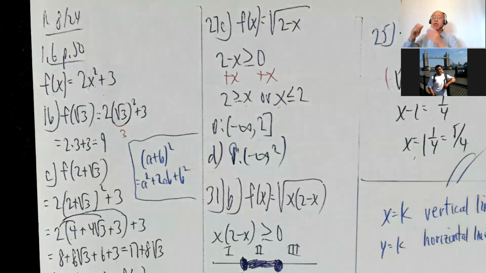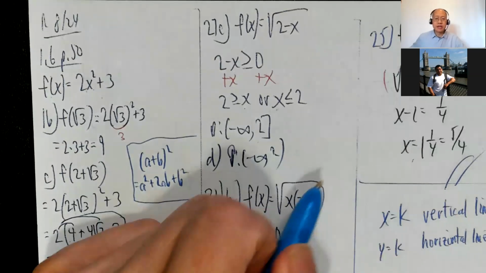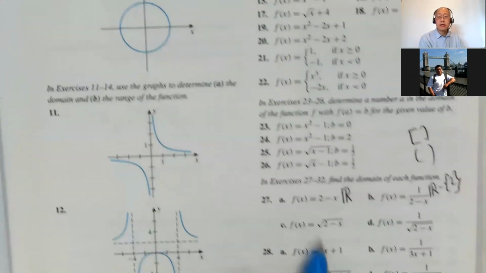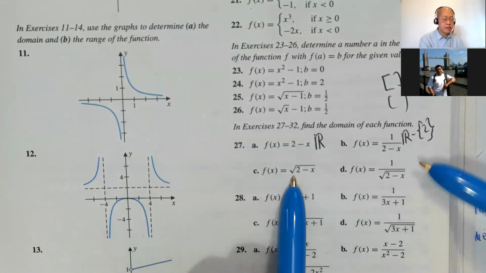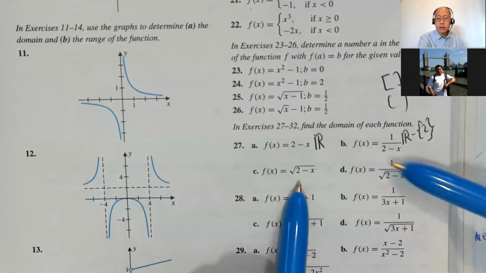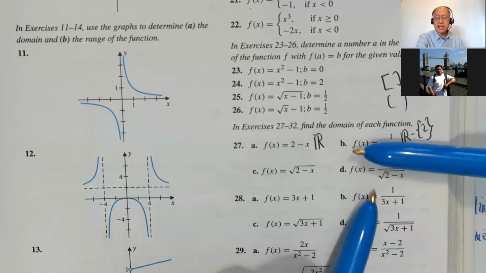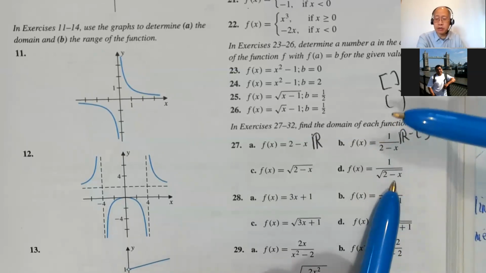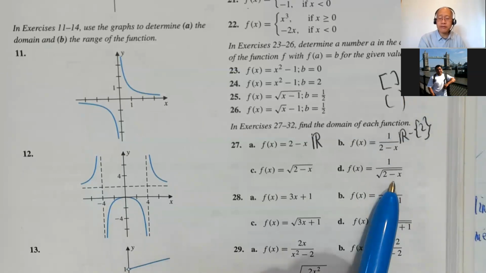And then what's the difference between C and D? D for domain. The only difference between this one and this one is that now the square root is in the denominator. So your analysis for C and D is exactly the same, except here 2 is allowed. Here 2 is not allowed because you'll be getting a 0 in the bottom, and you're not allowed to divide by 0.